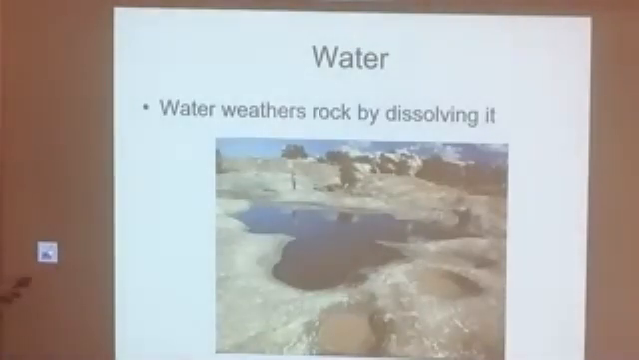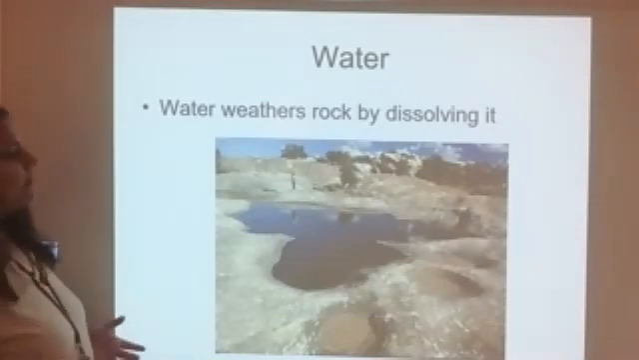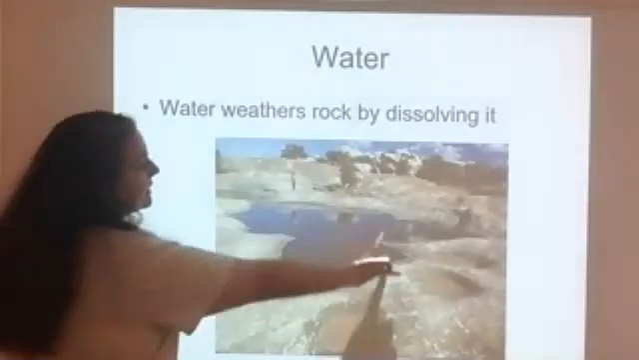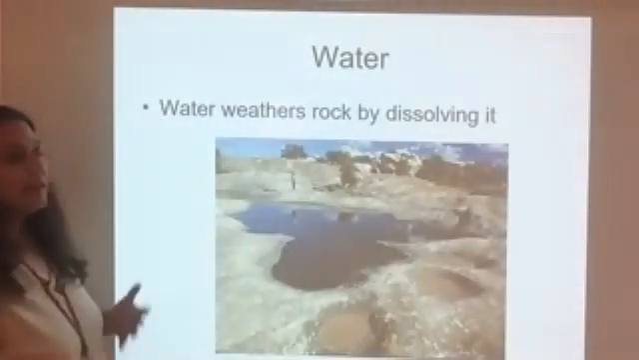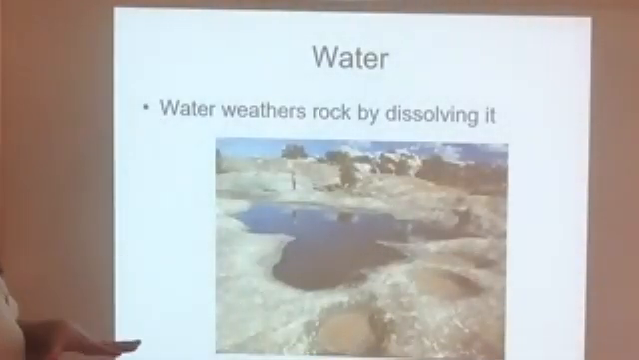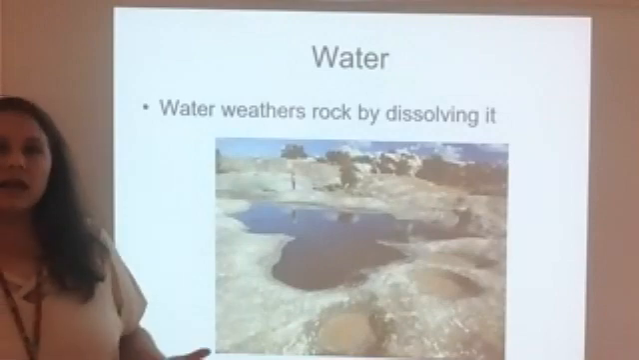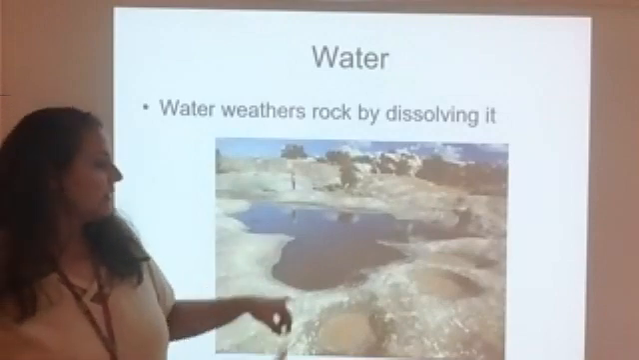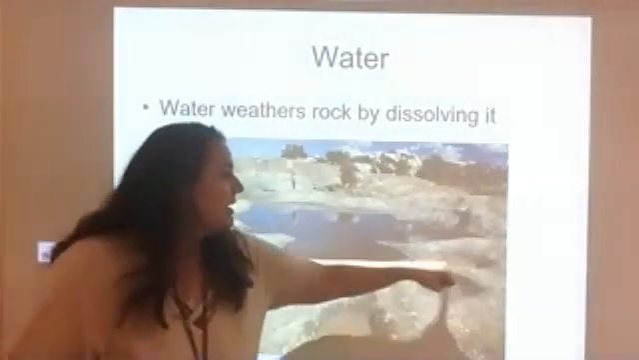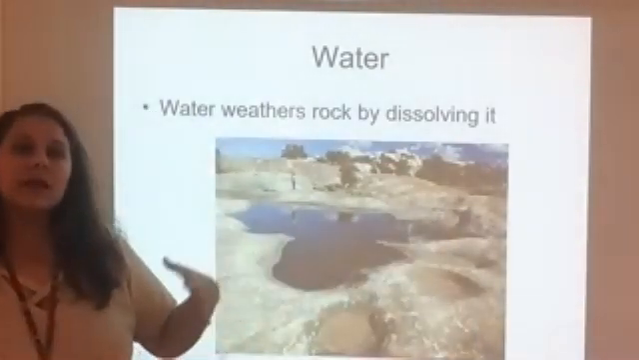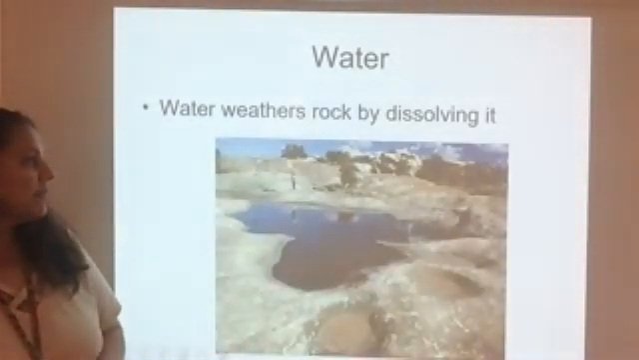So water can weather rock by dissolving it. Happens over a really, really long period of time, but you would have water collect in depressions in the rock, and then it just sits there. And over time, it does dissolve it. So these pools that you see will get bigger and deeper as time goes on.